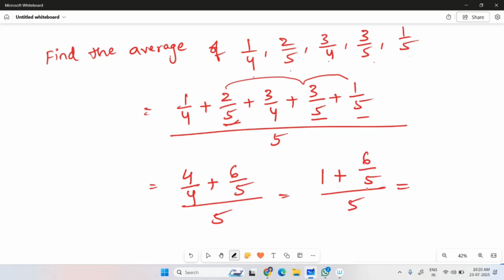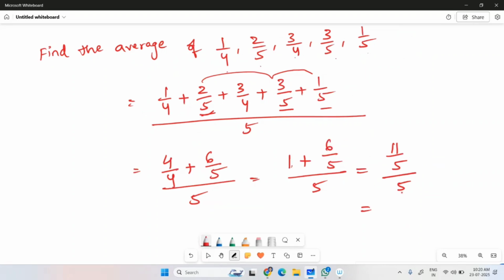We can also write it as 1 plus 6 by 5, because 4 by 4 is 1. 1 plus 6 by 5: 5 times 1 is 5, 5 plus 6 is 11, so 11 by 5. Now we divide by 5, writing 5 as 5 by 1, so we take the reciprocal: 11 by 5 times 1 by 5, which is nothing but 11 by 25. So the average of the 5 fractions is 11 by 25.